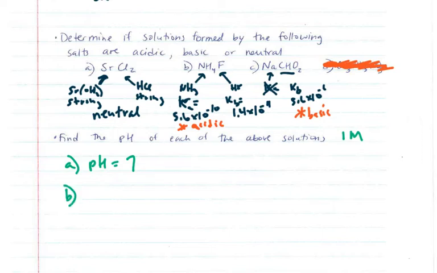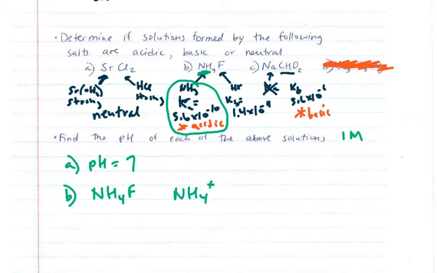For B, NH4F, when it dissolves in water, we said that the acidic component, the NH4, is the part that's going to make this acidic. So we can write out the equilibrium for this. NH4 will react with water to form H3O+ and NH3 base.